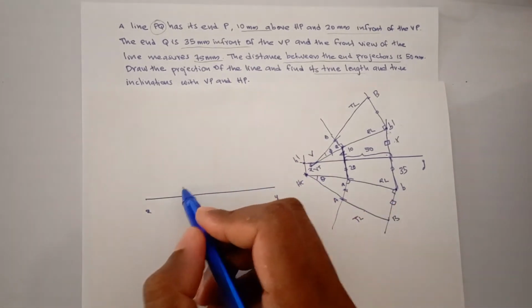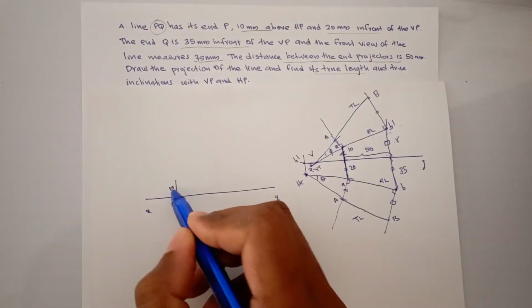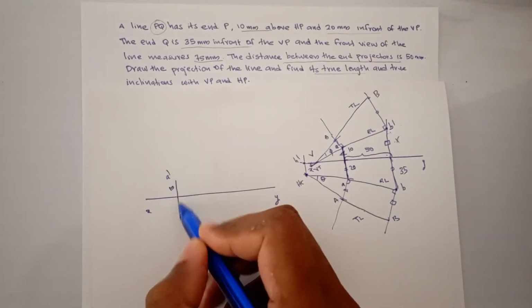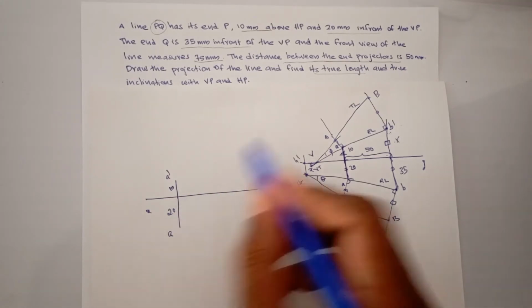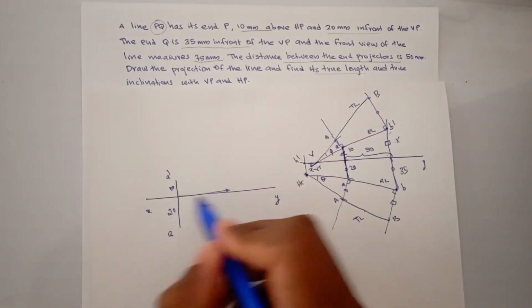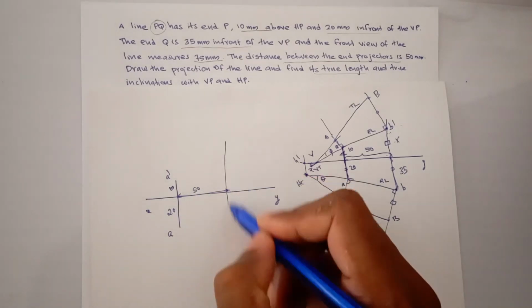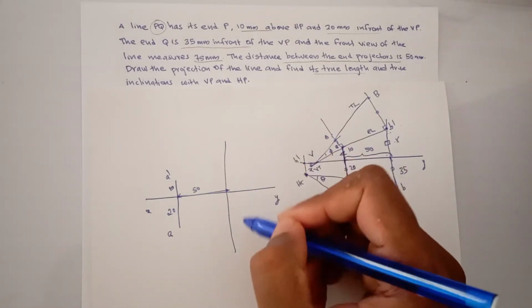Okay, this is 10 mm above HP. Suppose this is 10 mm and A dash, and this is 20 mm, 20 mm in front of VP. This is A, and the distance between end projectors is 50. Measure 50 and draw a projector.